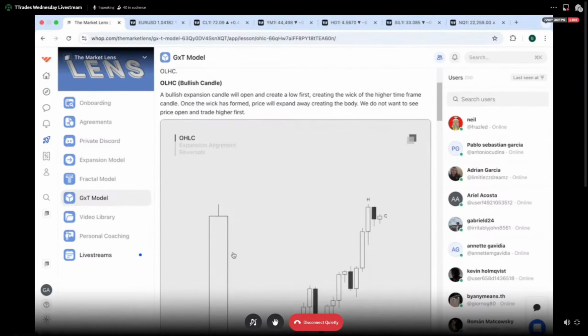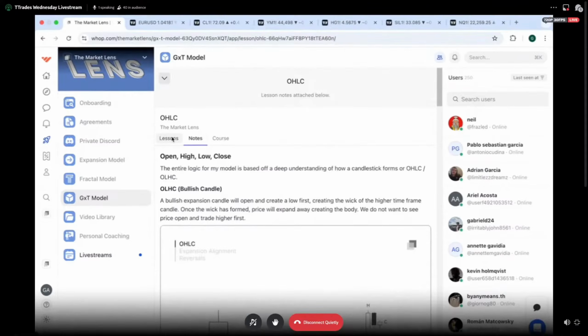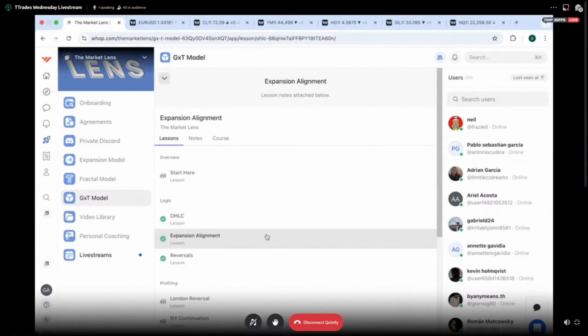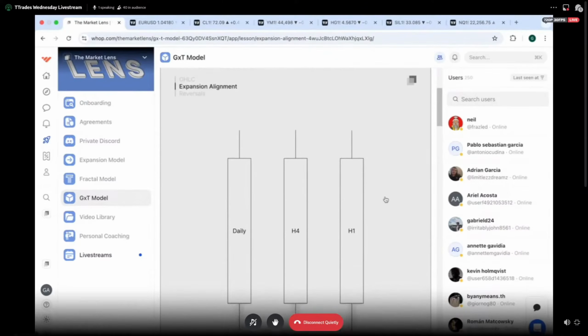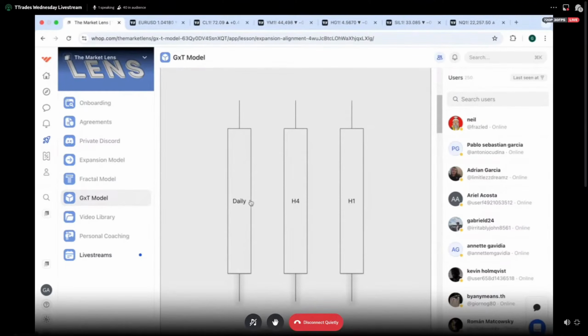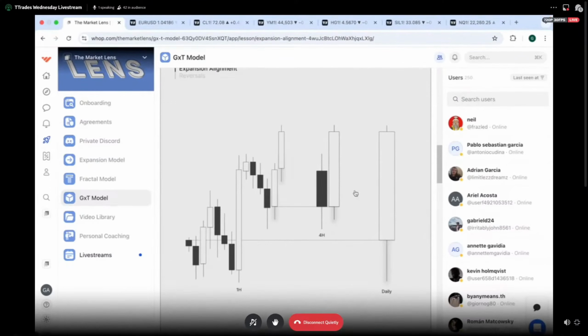And again, we look to trade expansion candles. So let's go into the next lesson, which is expansion alignment. This is what my whole model is framed around. These are the candles that I really look for. This can be the 30-minute as well, but I typically like to align the daily, the 4-hour, the 1-hour, or the 30-minute in the same direction away from the same key level and do the same draw. So this is what it's going to look like.